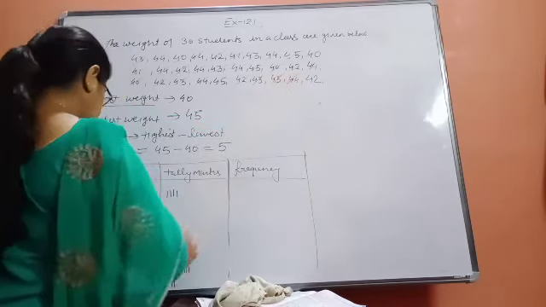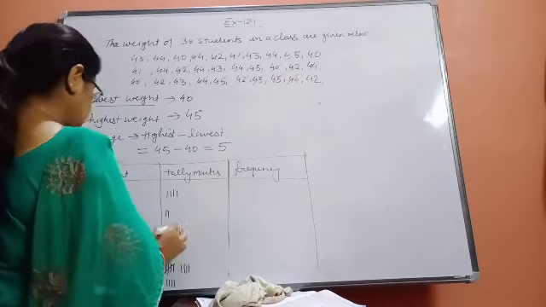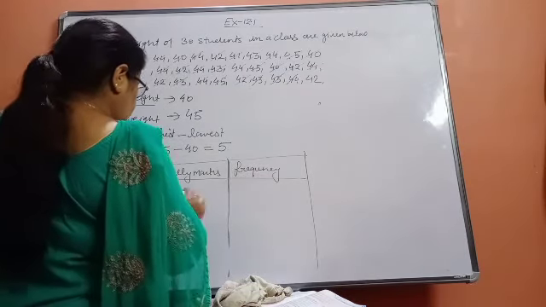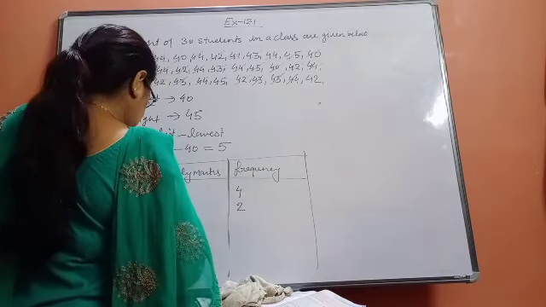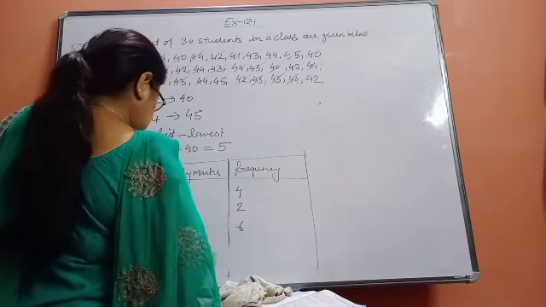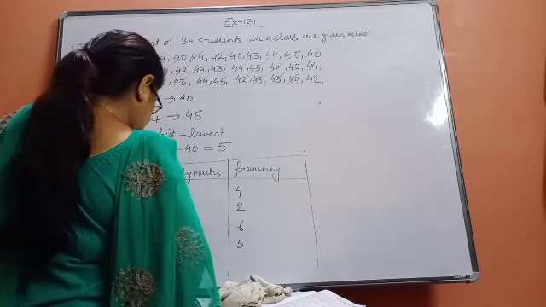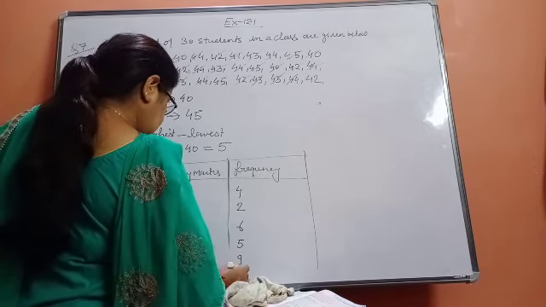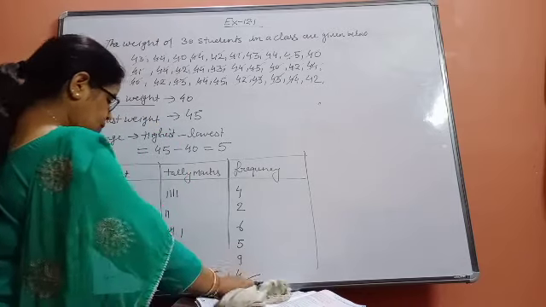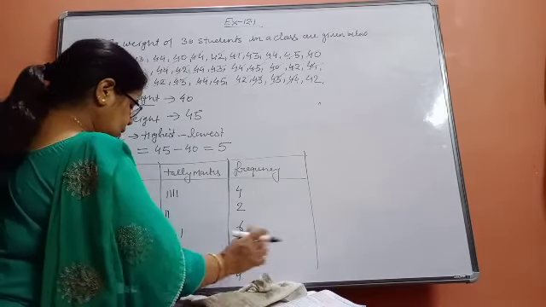And 42. See that, beta, now 4. Here 2. 5 plus 1, 6. Here 5. 5 plus 4, 9. And here 4. Now see that here I am having very less space to write them.